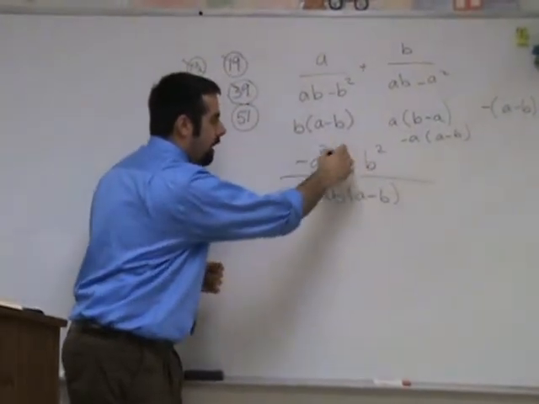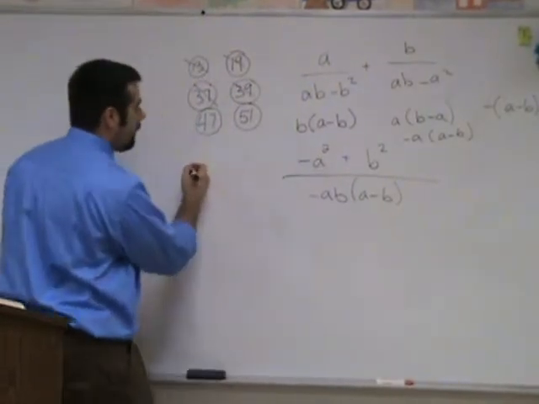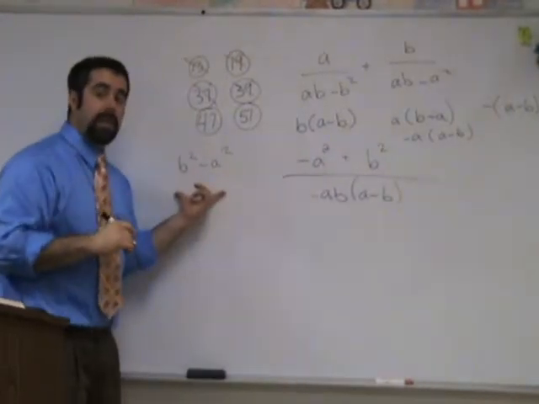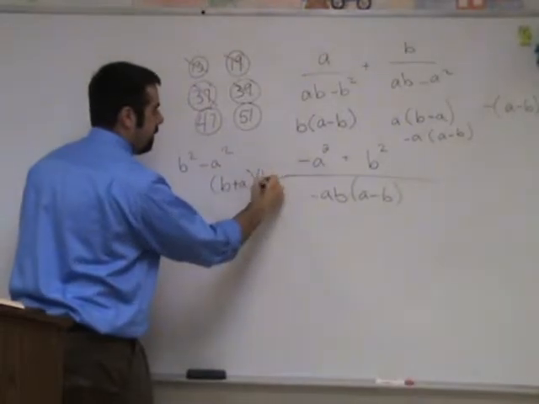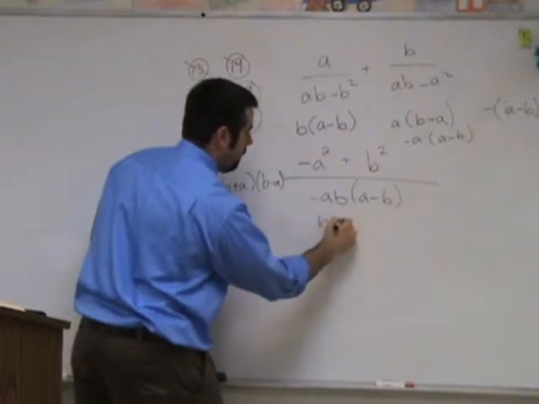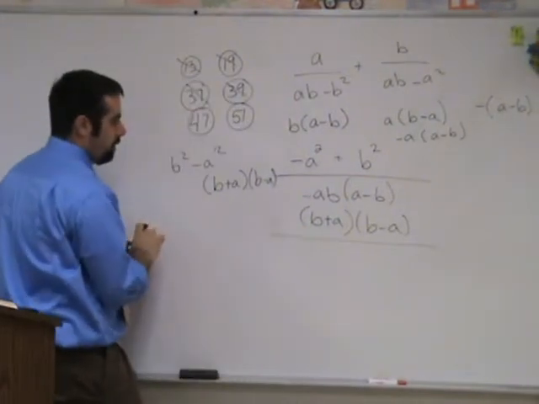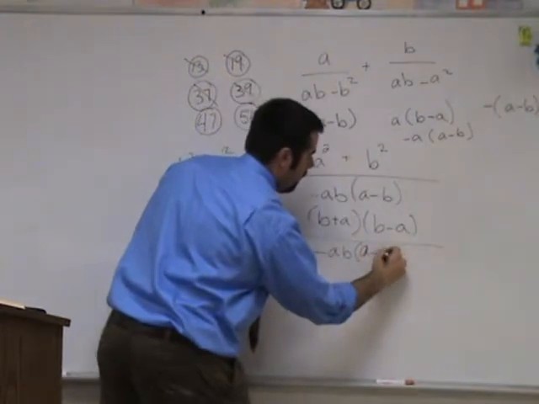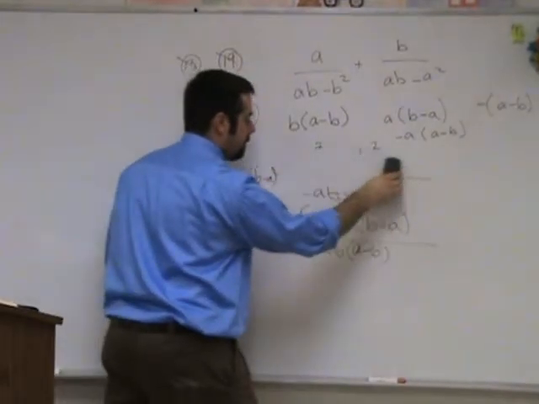We've got a square and a square in addition, but notice if we rearrange the numerator slightly, we could have b squared minus a squared. And this is, hopefully remember, the difference of two squares, which we can factor as b plus a, b minus a. So let's put that in our numerator. So I've got b plus a, b minus a, over negative ab, a minus b. All right, I'm just going to erase this top thing so that way we're not confused.